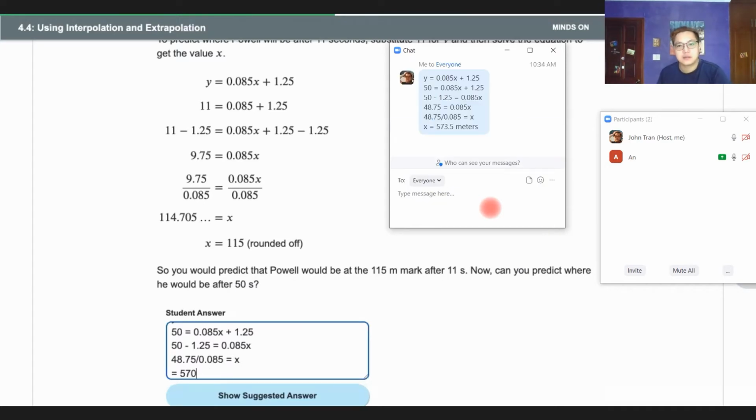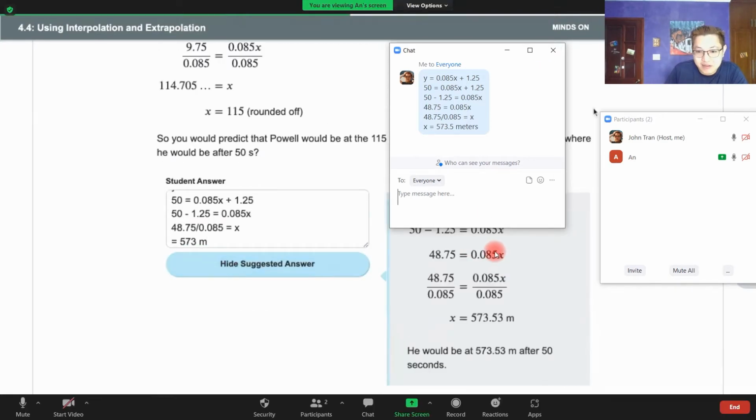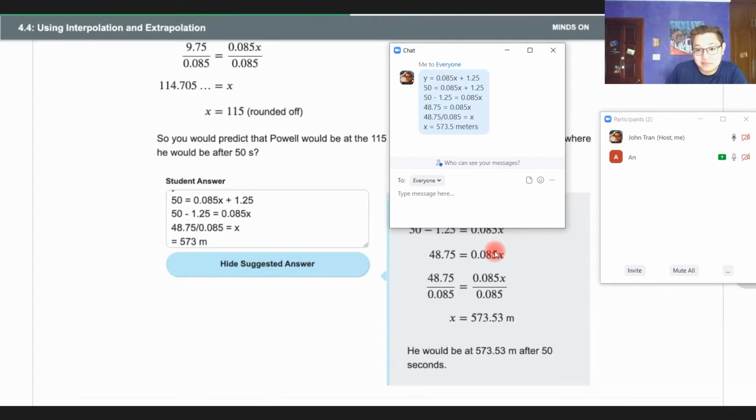If you want it that way, how many sig figs do they give you? 3 sig figs, right? So 573 meters, I think. And the answer is, they gave all the way to 5 sig figs. Wow, they used all 5 sig figs.